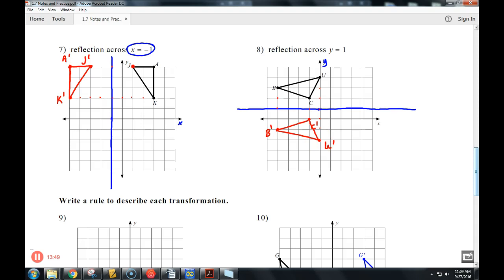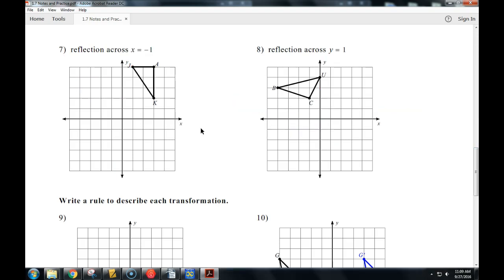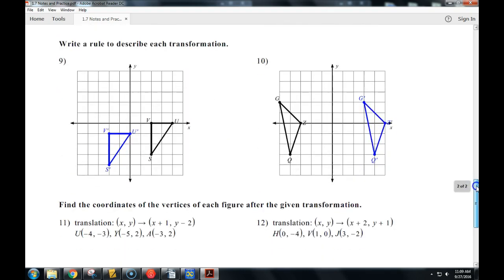And this right here sometimes is referred to as a line of symmetry. Sometimes I just call it a fold line. That'll work too. And sometimes it's referred to as a mirror if you're using geometry software. Alright, let's slide down and knock out these last couple.